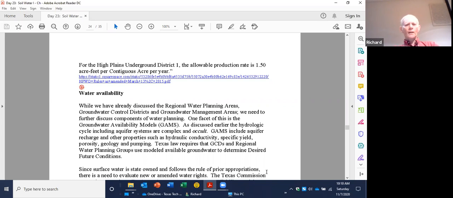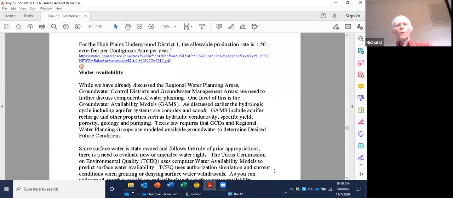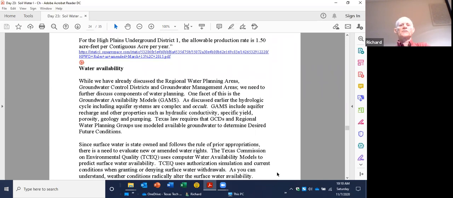Well, we've already talked about regional water planning areas, groundwater control districts, and groundwater management areas. We need to further discuss components of water planning. One facet of this is the Groundwater Availability Model, or GAM. As discussed earlier, the hydrologic cycle includes aquifer systems that are complex and occult. My wife about fell over laughing when she found out that they are occult. GAMs include aquifer recharge and other properties such as hydraulic conductivity, specific yield, porosity, geology, and pumping.